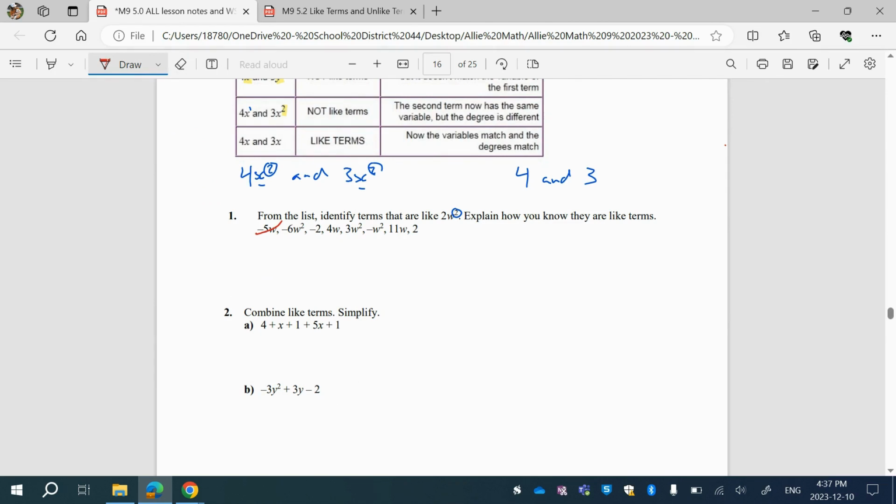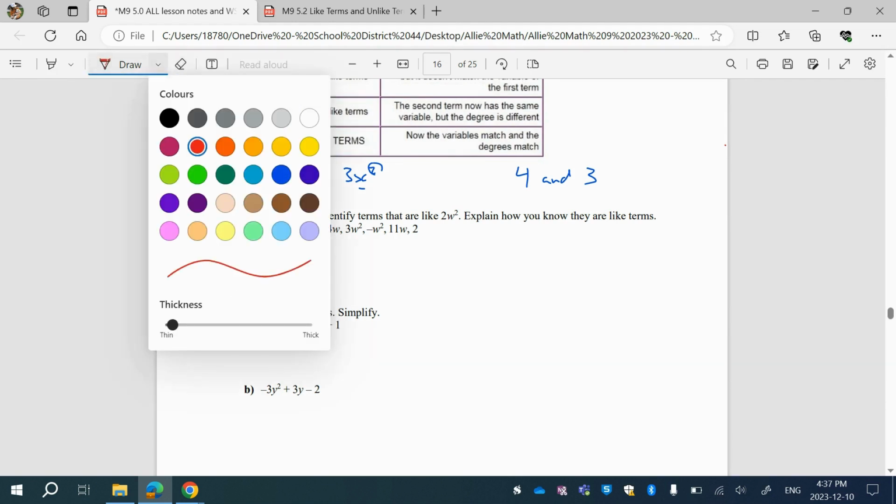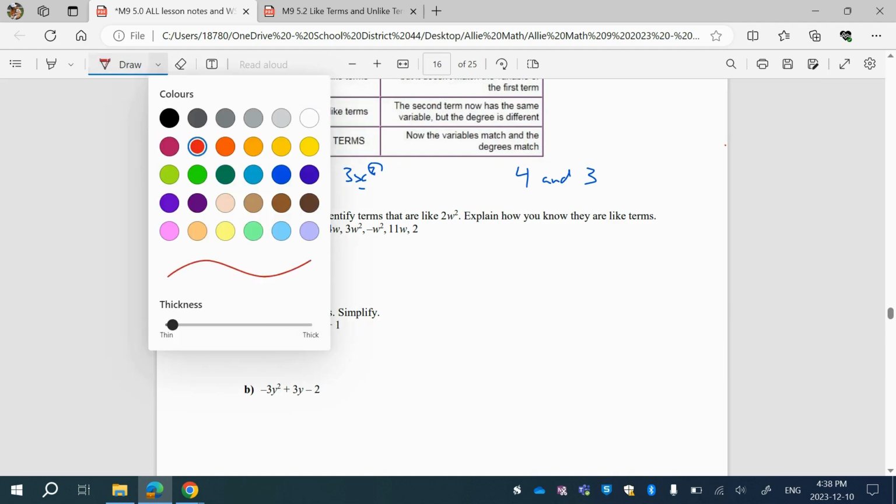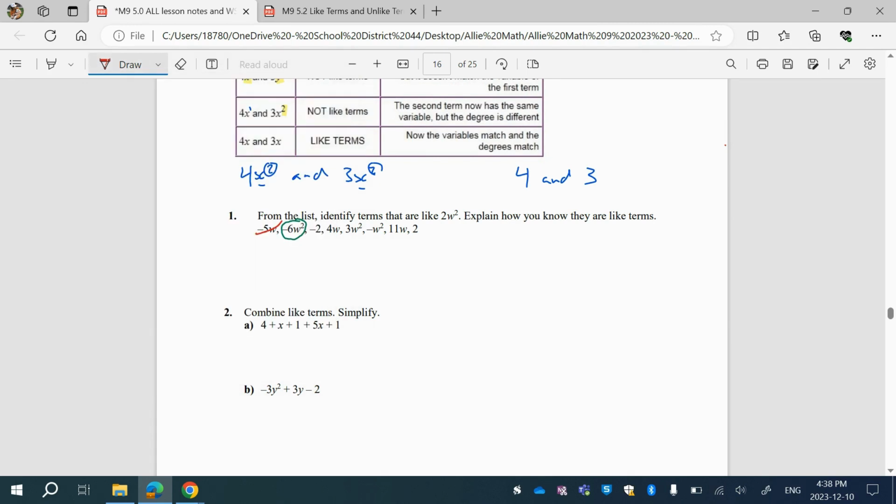Next, we have negative 6w squared. Okay, so we have the same variable, and we have the same degree, so that is going to be a match. Let's make that a green, and we'll circle it. There we go. So that's a yes. We have the same variable, the w, and the same exponent, the 2. Next, we have just a 2 on its own, or negative 2 actually. This one doesn't have a variable, doesn't have the same degree, so that's a no.